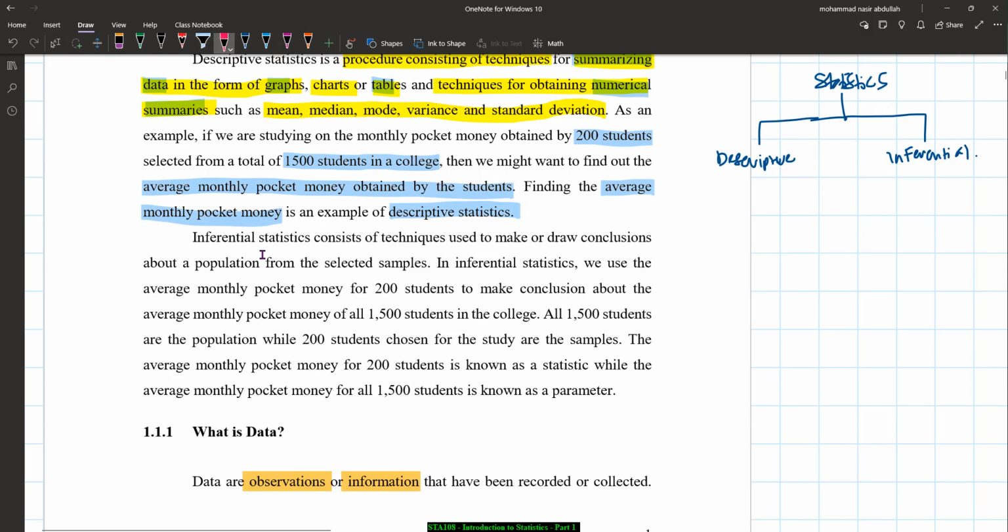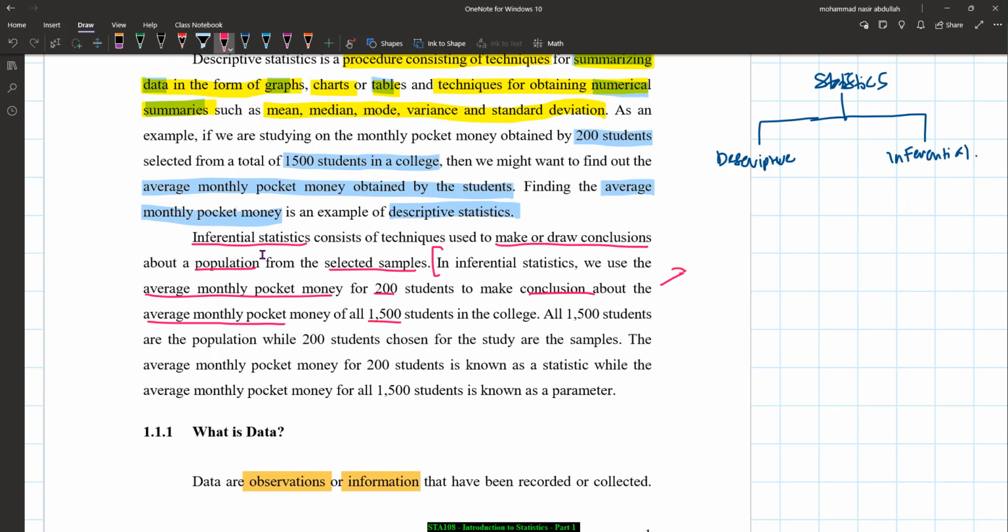Right? So, another type of statistics is inferential statistics. So, inferential statistics, right, consists of techniques to make or draw conclusions about the population from the selected sample. Right. So, now, tengok dekat sini, example dia kata sini, this is an example. In inferential statistics, we use the average monthly pocket money for 200 students to make a conclusion about the average monthly pocket money for all 1,500 students in the college. So, kita nak infer back to the population.